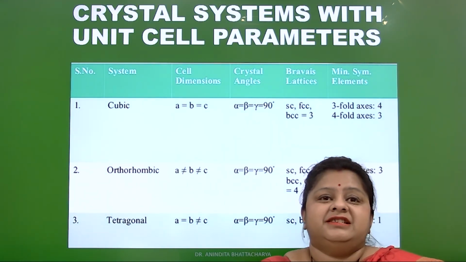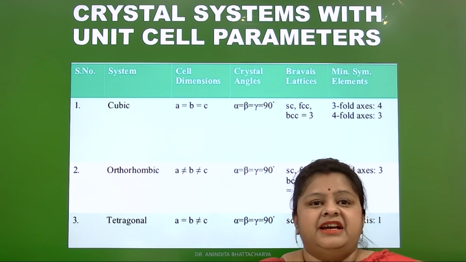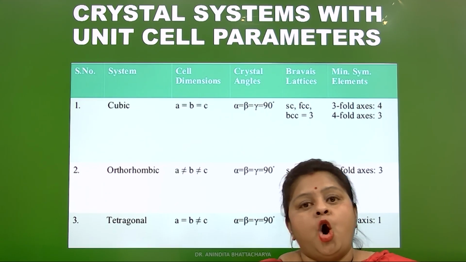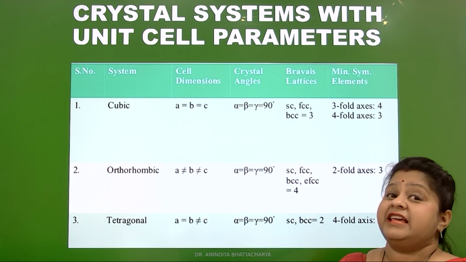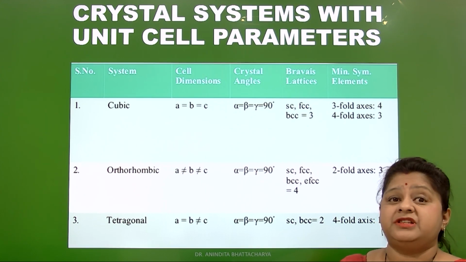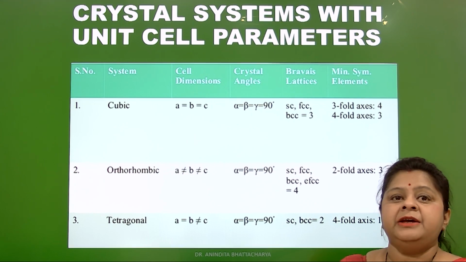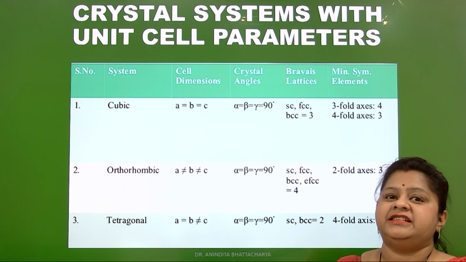So the crystal systems, with the unit cell parameters, can be classified as cubic, orthorhombic, tetragonal and so on. We'll discuss them one by one. First we'll take cubic. Cubic will have all sides equal, that is a = b = c, whereas the crystal angles alpha, beta and gamma are all 90 degrees.